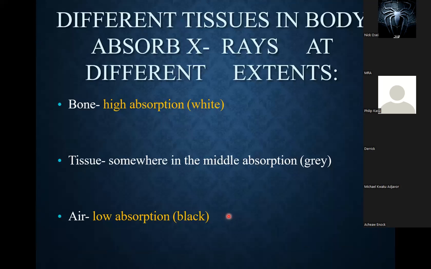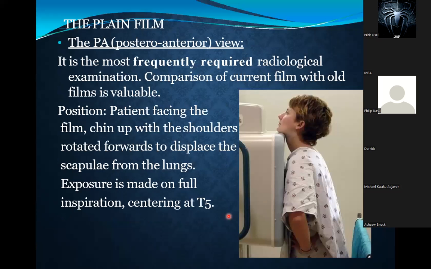Okay. So yesterday we talked about bone, metal being the highest, but in the body, the bone has the highest absorption and will appear white. Air will appear black. And in between, the other tissues are in between there about. So we'll talk about the plain X-ray, which is the most commonly requested X-ray. The most commonly requested chest X-ray is the PA view, that is the posterior anterior view. This is the most frequently requested radiological examination.